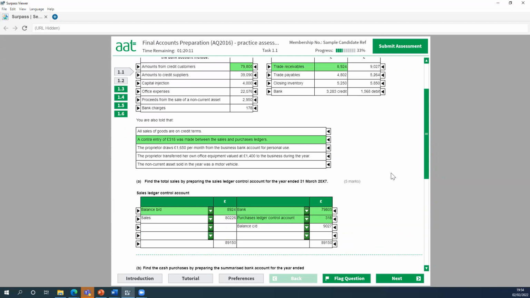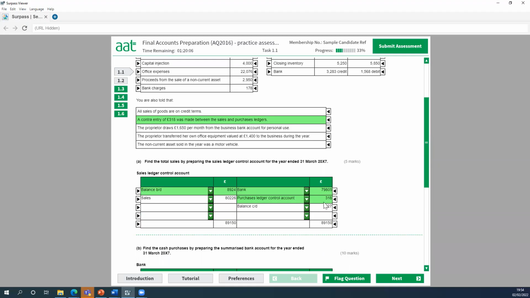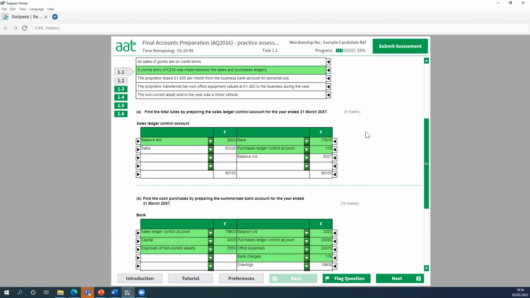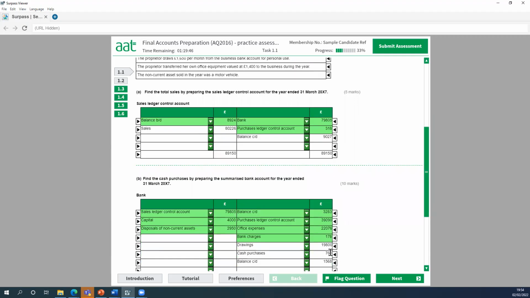And then we've got to look at the other information. So we've done the contra entry in relation to the purchase ledger control account in the sales ledger. And then it says the proprietor draws £1,650 a month from the business bank account. So we work it out times 12. So we will credit bank, debit drawings, wouldn't we? And then you'll see here I've credited the bank for £19,800. That's it. So credit bank, debit drawings for 19,800.